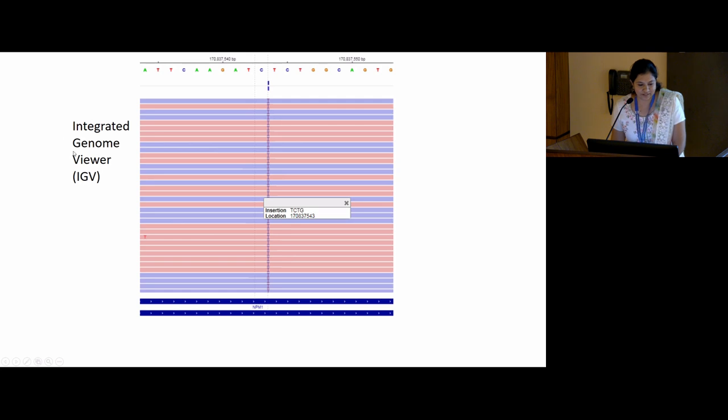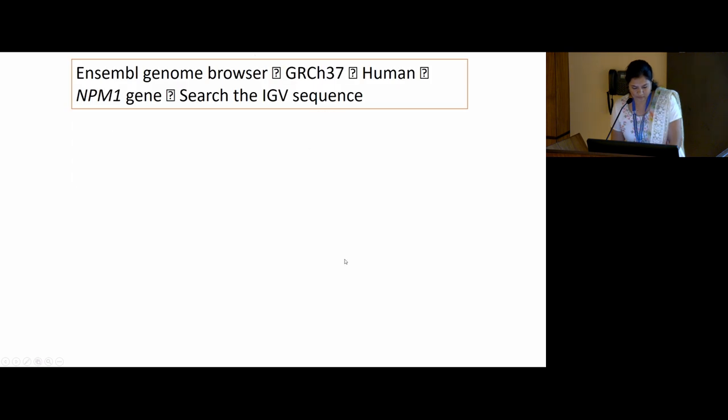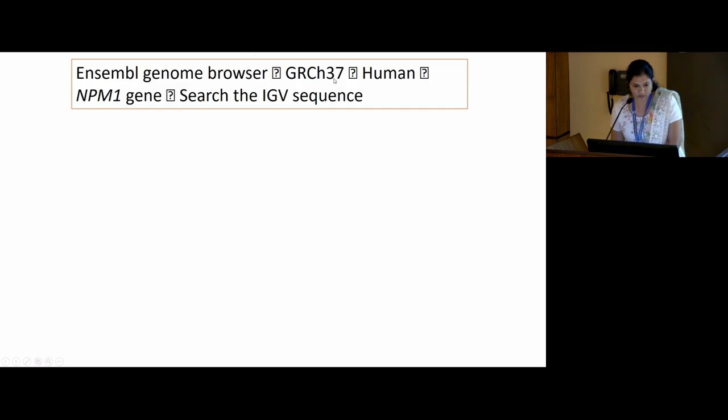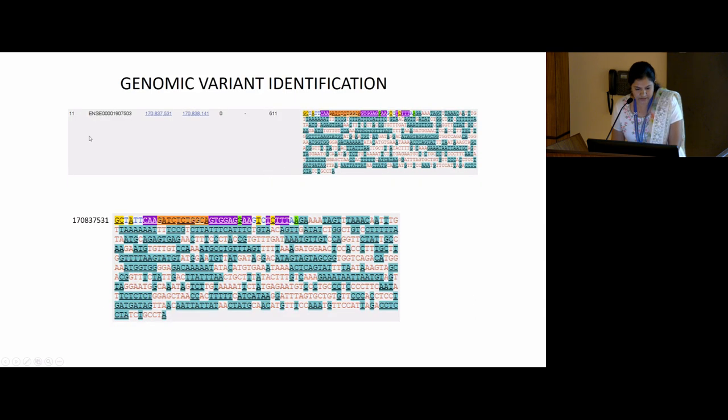So let's go ahead. The Integrated Genome Viewer is showing insertion TCTG between C and T. So our reference sequence will be TC, then TC, TCTG, TCTGG. So we go to the Ensembl Genome Browser, search the IGV sequence. It is getting mapped here.